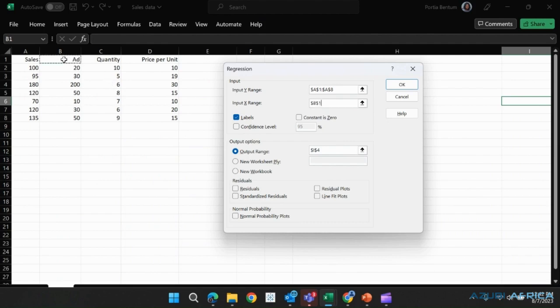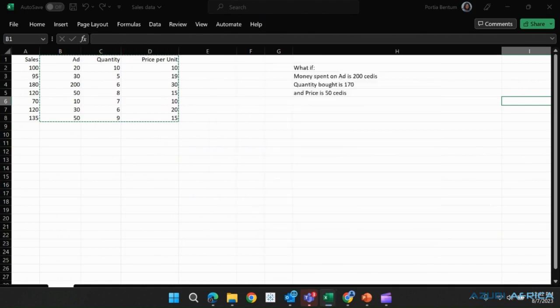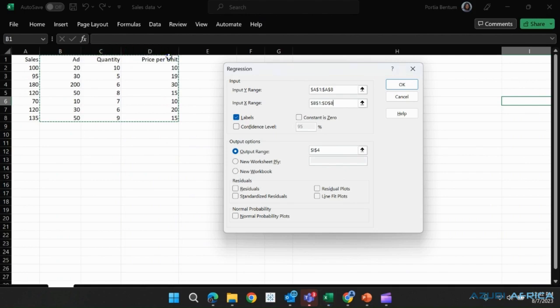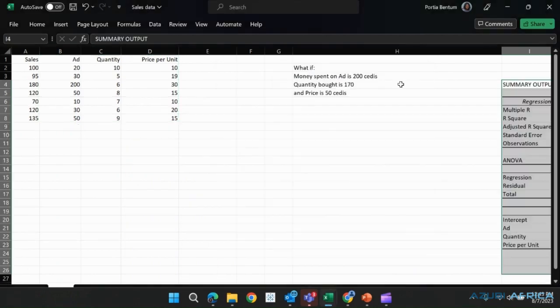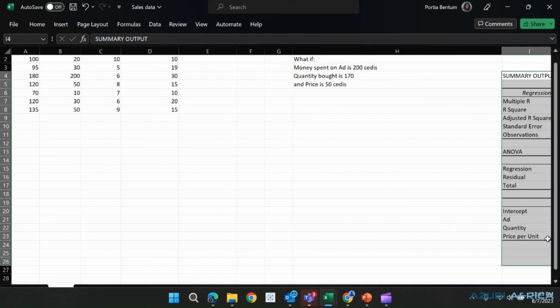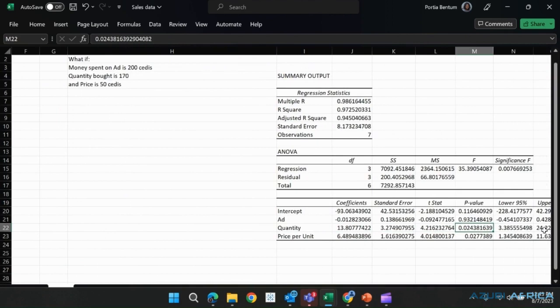So I'm going to select the range for all the independent variables and check if Labels has been ticked, because I selected the labels, which are the names of the columns: advertisement, quantity, and price per unit. Then I'm going to go ahead and click on OK. When we scroll to the right of our table, we will see that a table has been created for us.